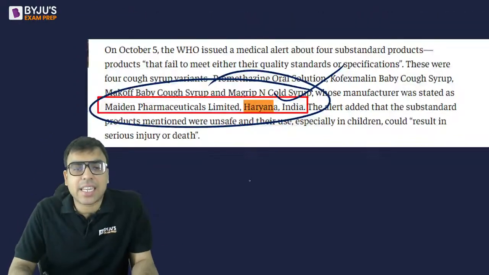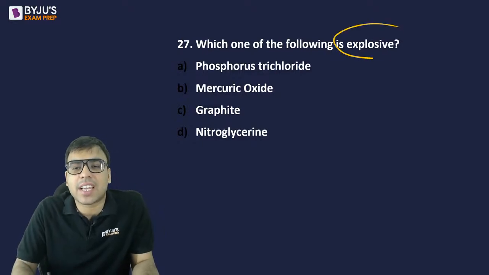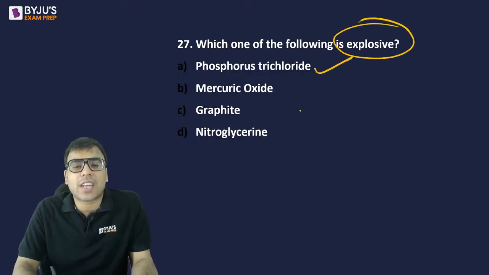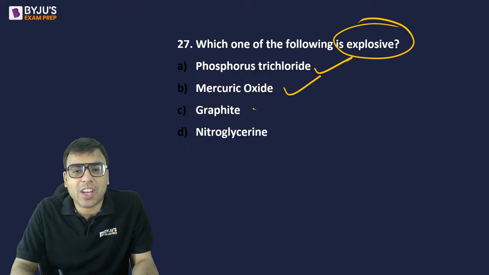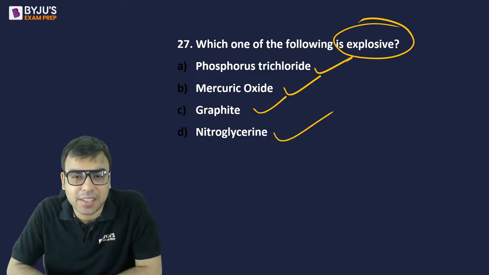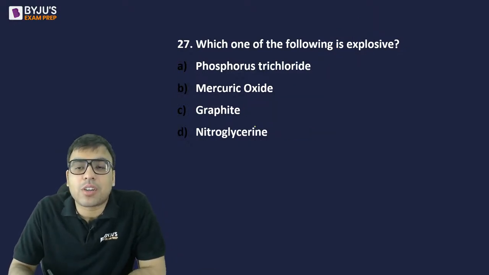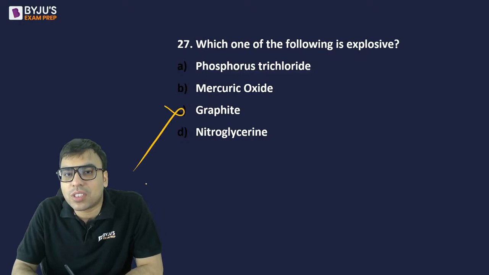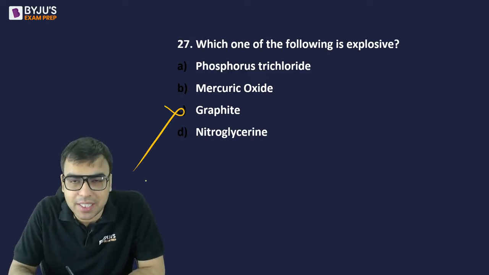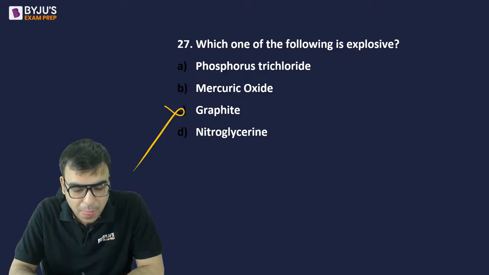Okay, the next one is question number 27, which says: which one of the following is explosive? Phosphorus trichloride, mercuric oxide, graphite, nitroglyceride. What is the right answer? देखो ग्रेफाइट एक्सप्लोसिव होगा? पेंसिल में यूज किया जाता है. At least C cannot be the answer. You can be sure, है ना.